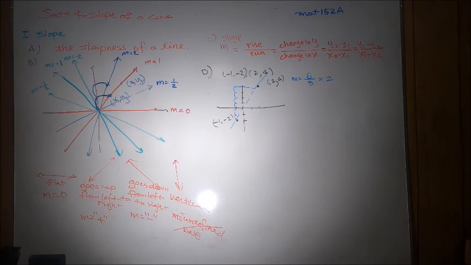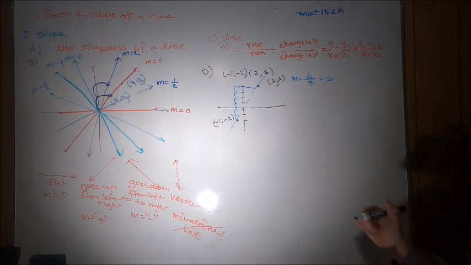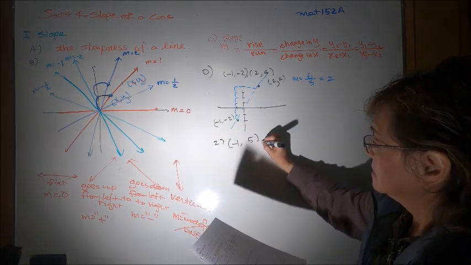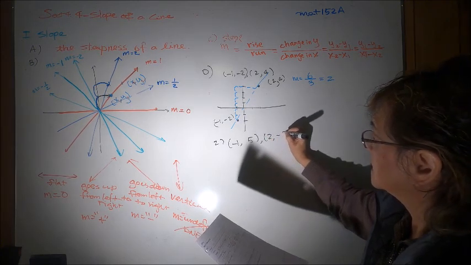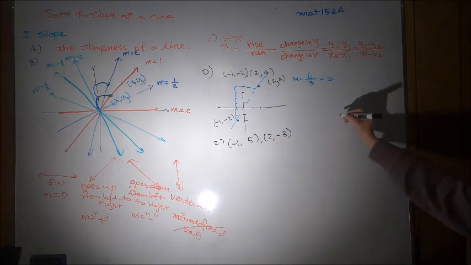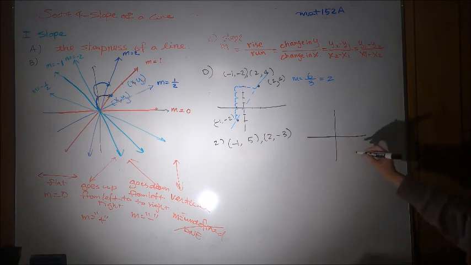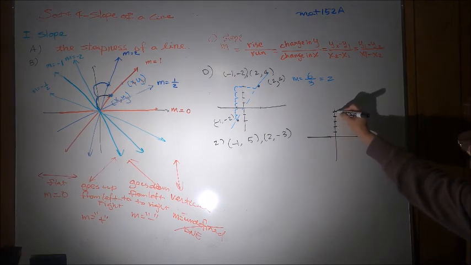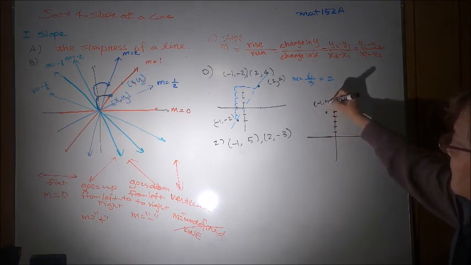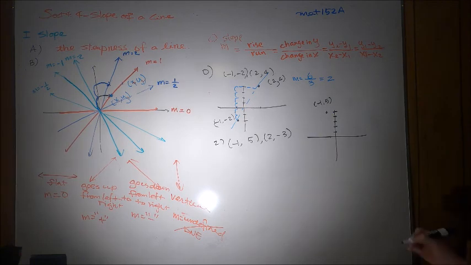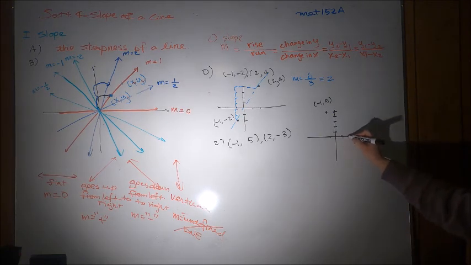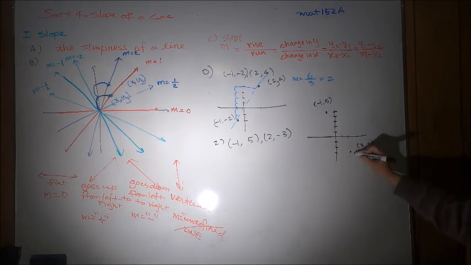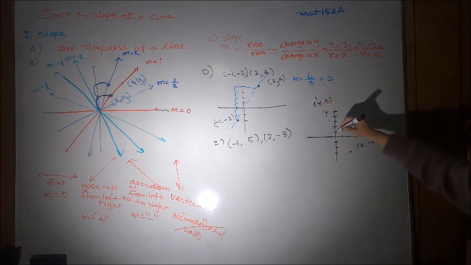Let's look at the second one. It is -1 and 5, and 2 and -3. So we'll look at it. Where is the -1, 5? -1 and 5. 1, 2, 3, 4, 5. Right here. Another one is where? 2 and -3. 1, 2, -3. 1, 2, 3. 2 and -3. Right? So the line looks like this.